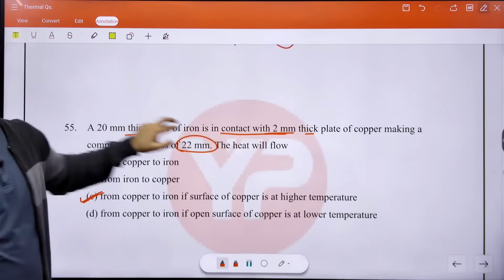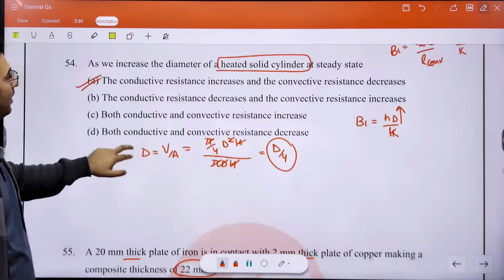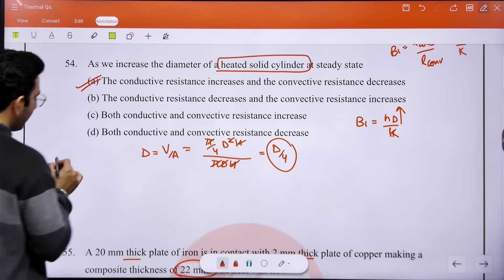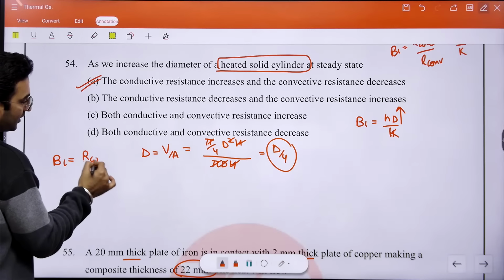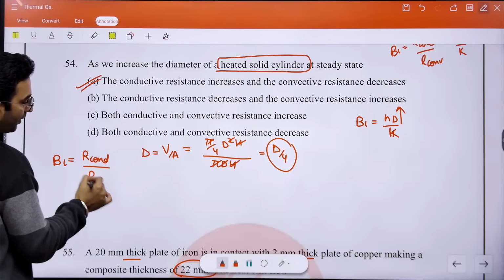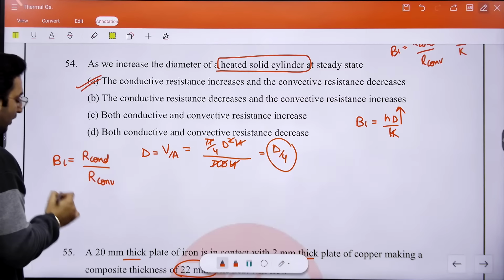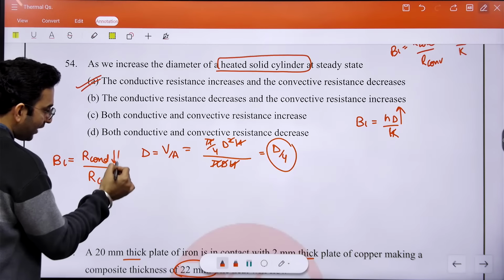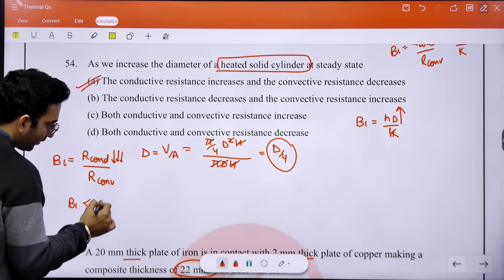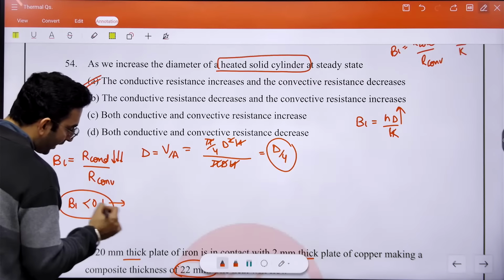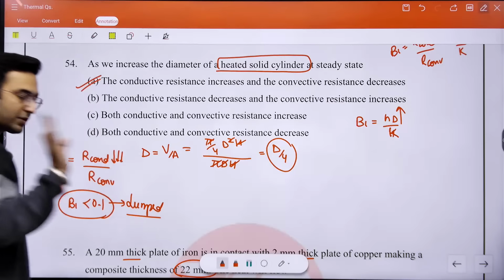Now we are talking about question number 54. What I have told you is that the Biot number is basically used to compare the conduction resistance of the solid body with the convection resistance. If the conduction resistance is very negligible, at that point the Biot number will become very, very small, and there we assume the lumped parameter analysis. That is the correct condition.